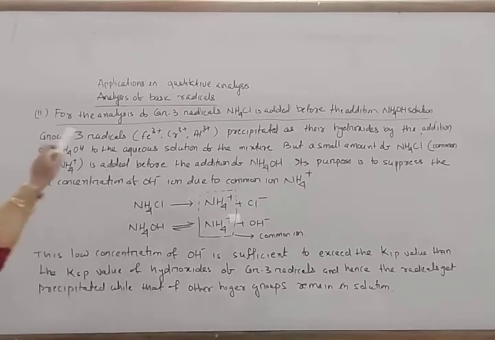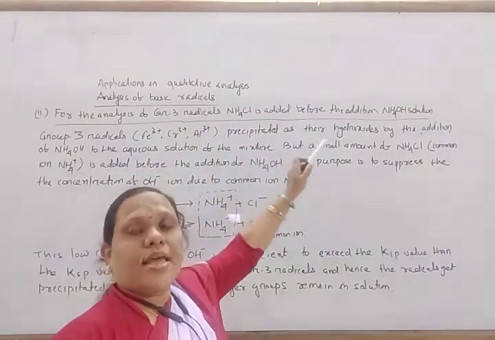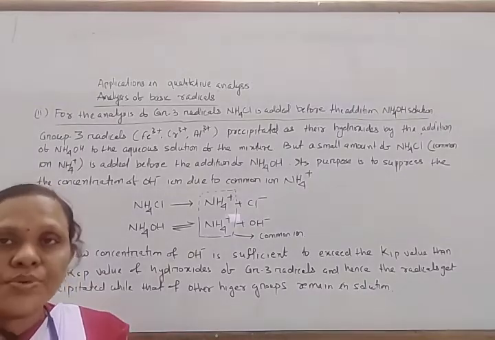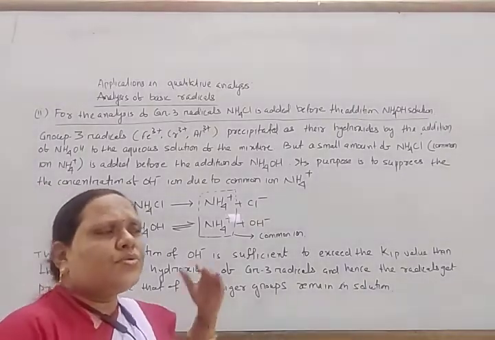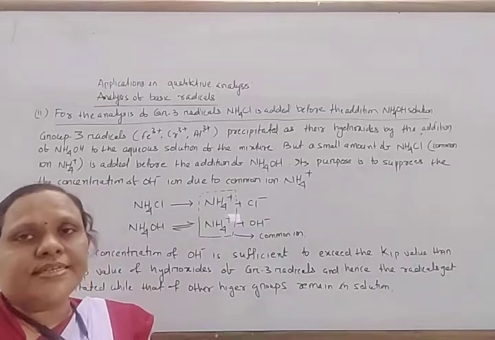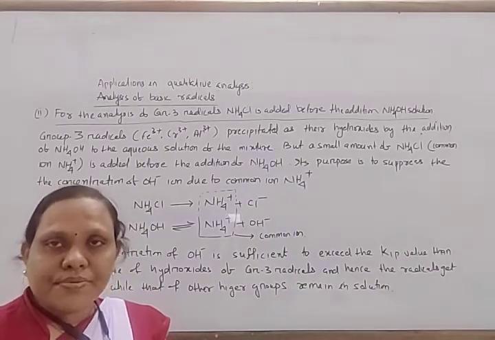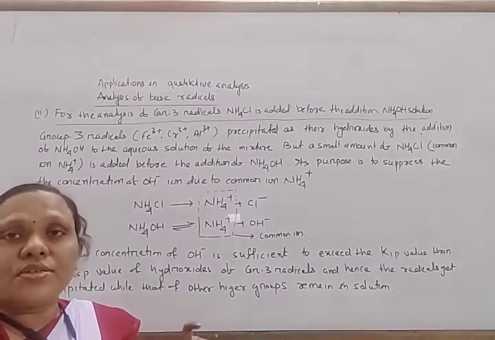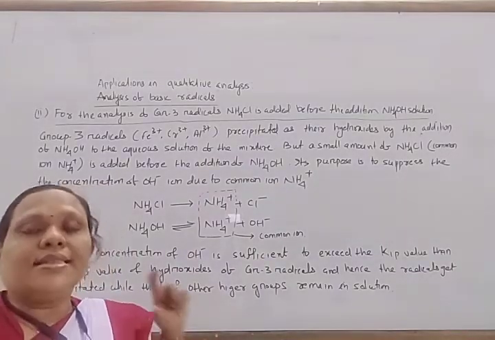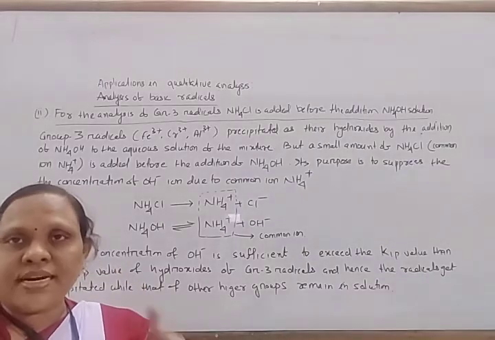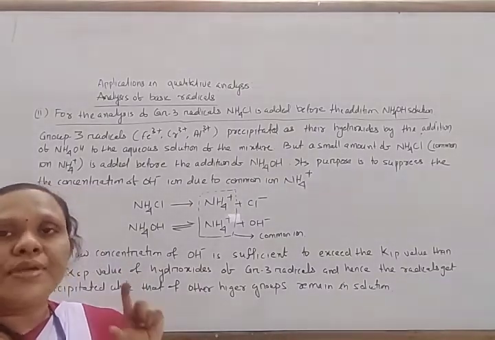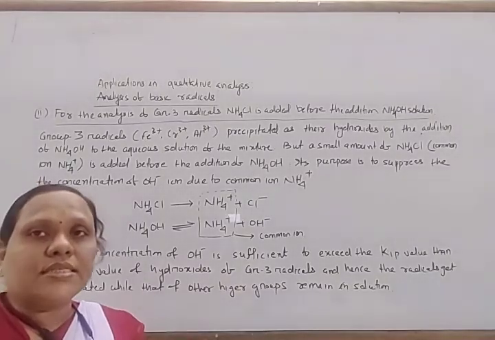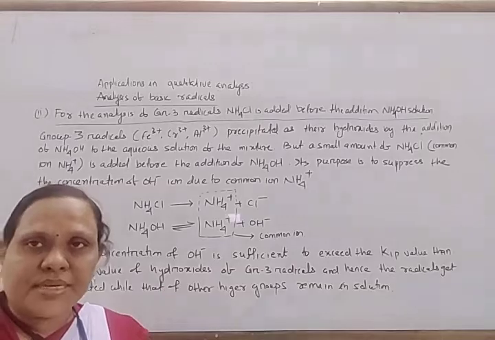Similarly, for the analysis of group 3 radicals, ammonium chloride is added to the solution before adding ammonium hydroxide. If group 3, 4, 5 are present, the purpose of adding ammonium chloride before ammonium hydroxide is to decrease the concentration of OH minus ion. This low value of hydroxide ion is sufficient for the ionic product to exceed the solubility product. In this state, these ions get precipitated.